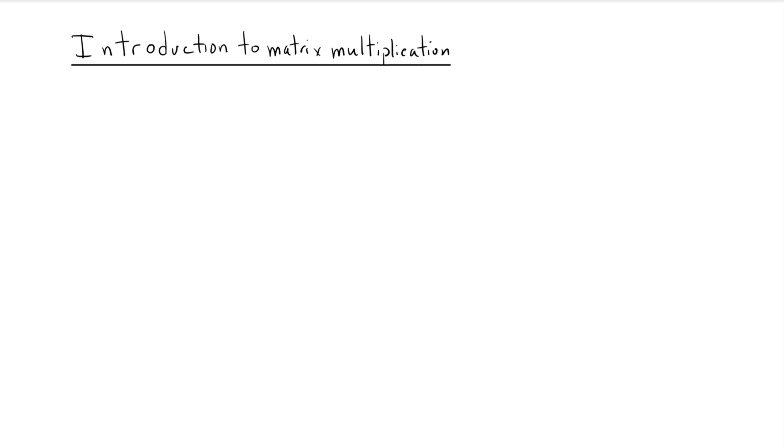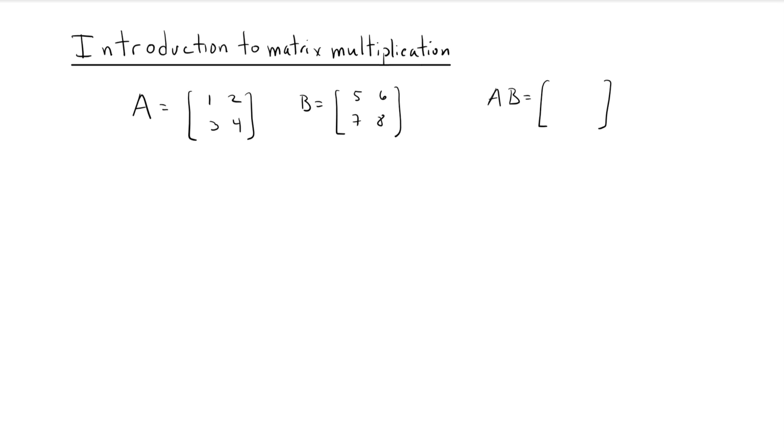So for instance, if I have a matrix A, which is 1, 2, 3, 4, and maybe a matrix B of the same size, 5, 6, 7, 8. It could be tempting just to define the product of A and B as the matrix of the same size that I get by multiplying components together. 1 times 5 is 5, 2 times 6 is 12, and so on.